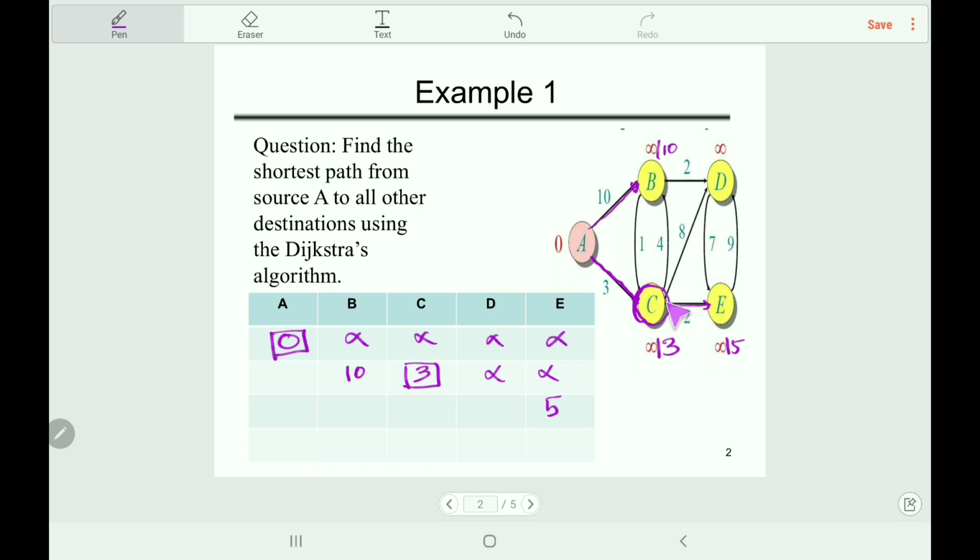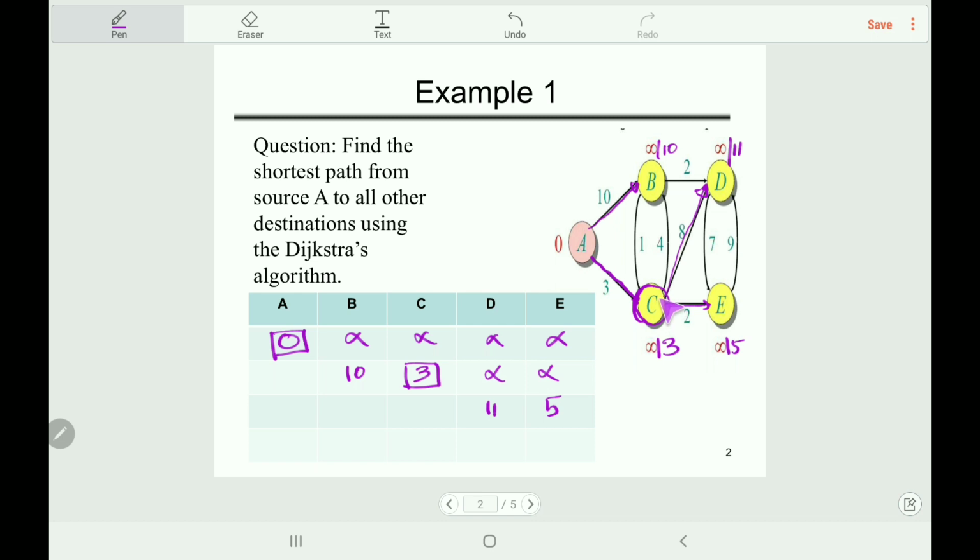Now from C to D, we can directly move here. So it takes the value 8 and its own value 3. So 3 plus 8 will be 11, which is smaller than infinity. So we should update this value with 11.